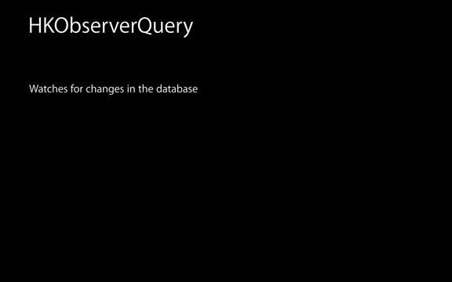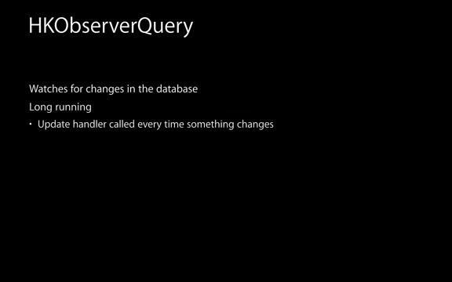Observer queries are very simple. All they do is watch for changes in the database. They're a little bit different than sample queries in the sense that they're long-running. So your update handler is going to be called every time a new object is saved or removed from the database. You might notice that in your update handler, there's a completion handler. This is for a feature that we won't have time to go into today called background delivery. If you have any questions about background delivery, please come by one of our labs.